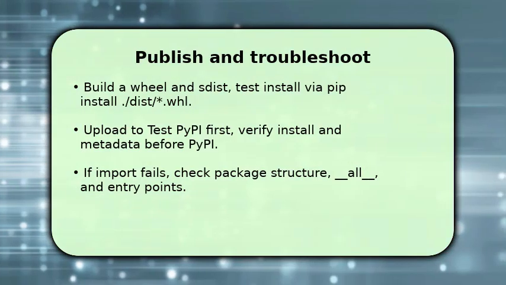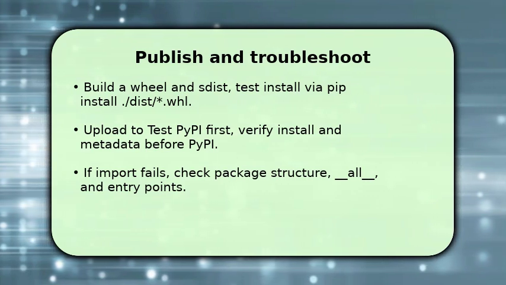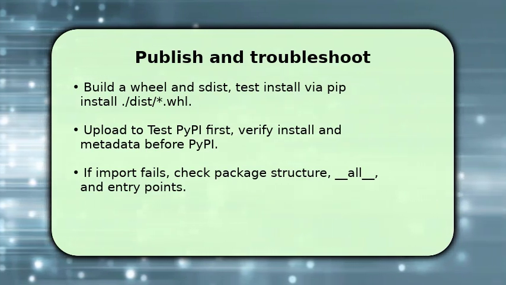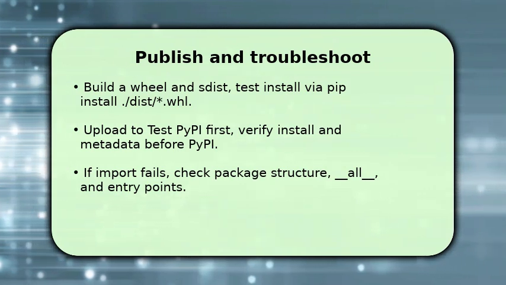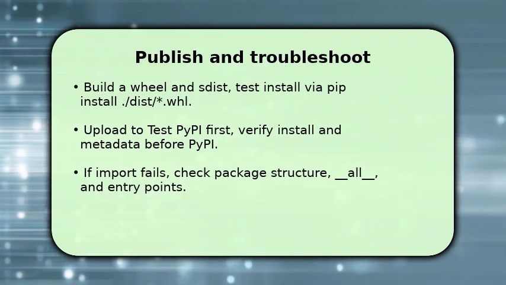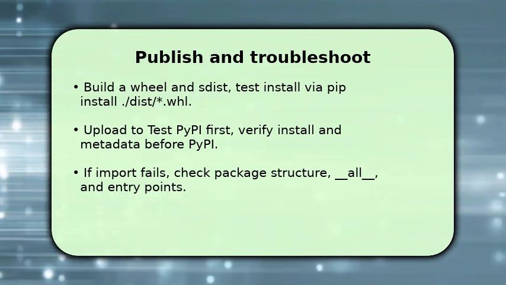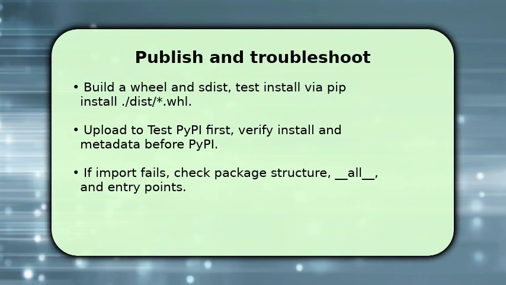Finish by building distributions and publishing. Run the build tool to create a wheel and sdist, then install locally with pip to verify behavior. Once satisfied, upload to TestPyPI, install from there to validate metadata and dependencies, and finally publish to PyPI.